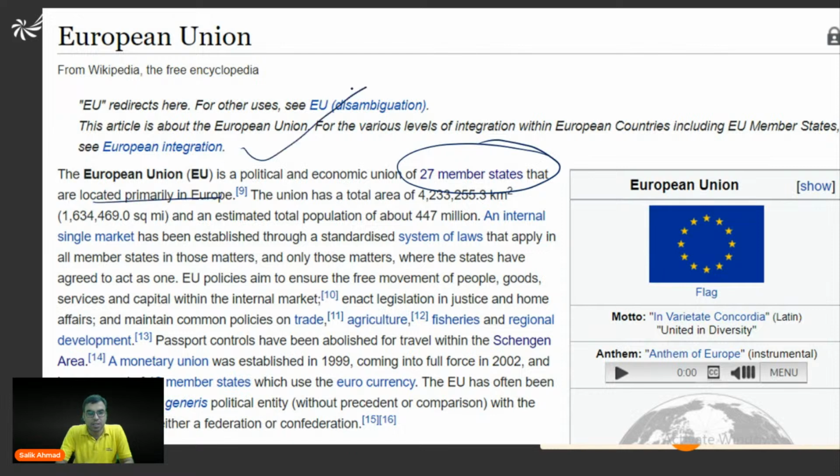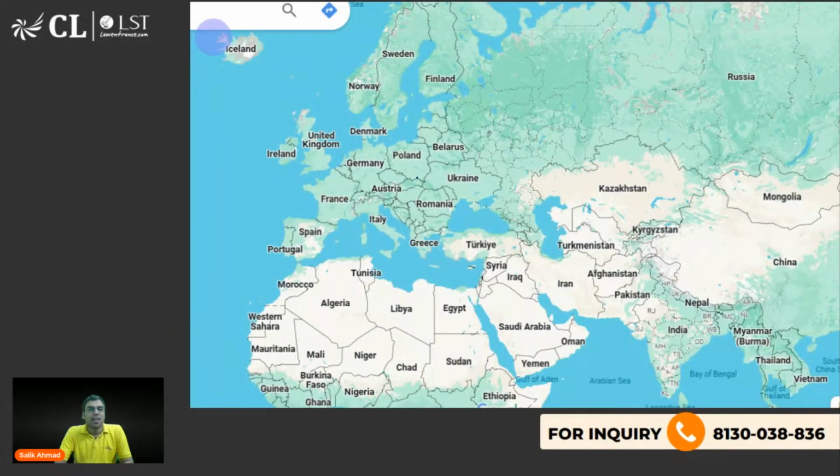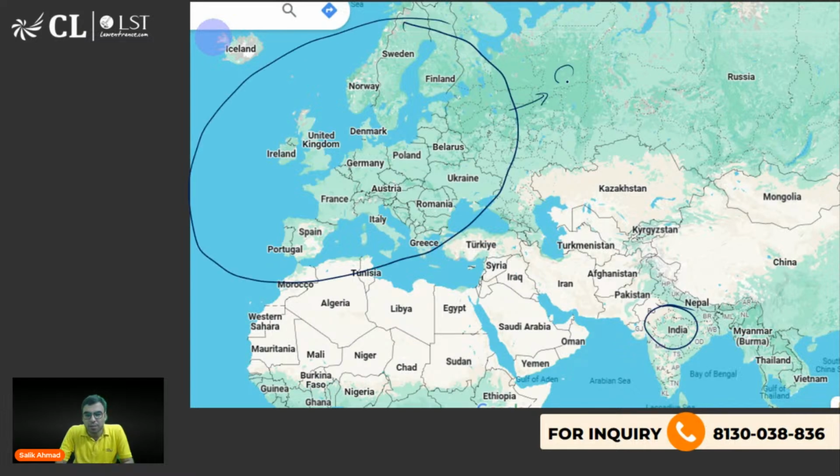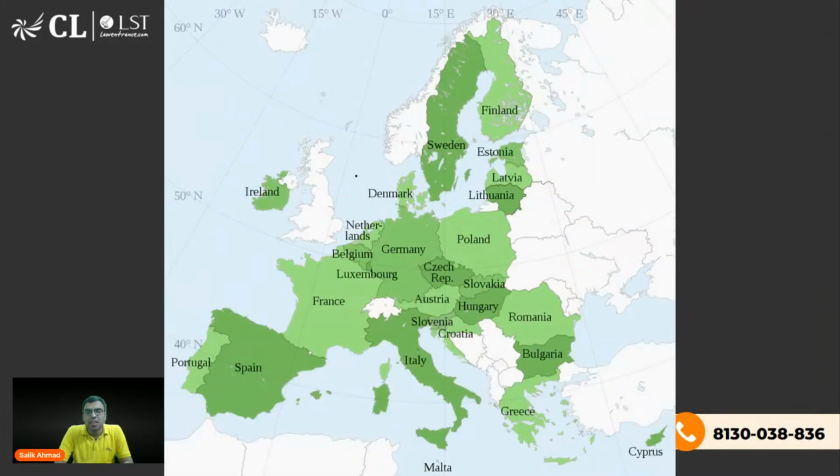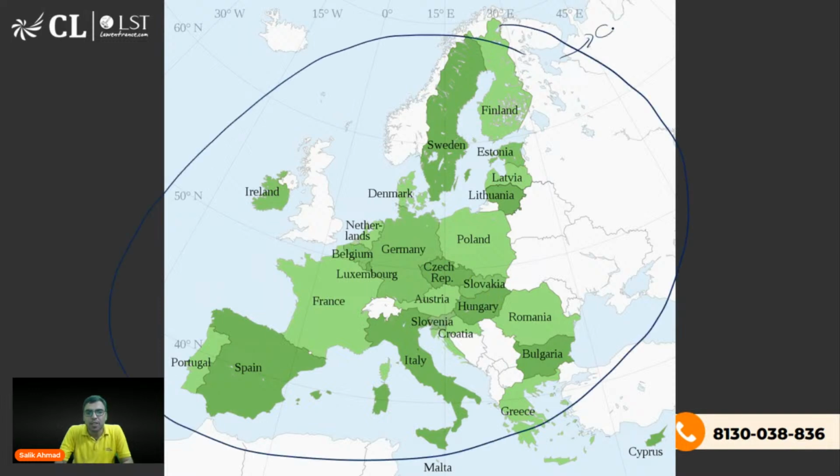So you should know this. Yes, Shruti, very good. So that is why we are having 27 countries. So let me show. So here is India. These are actually European countries, or Europe. And these European countries, not all, but 27 of those European countries have formed a grouping called as European Union.